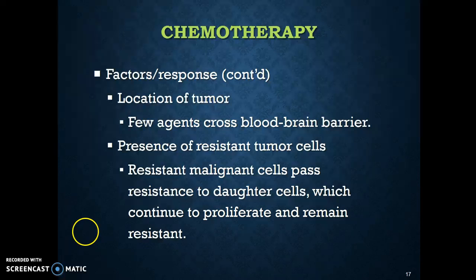Sometimes you have presence of resistant tumor cells, and when those become resistant to chemotherapy, then when they divide and replicate, the daughter cells of those resistant cells have that resistance also, and it continues to pass on. So like I was speaking about in class, now you have to switch to some other agent because it's not really any longer effective on those cancer cells.